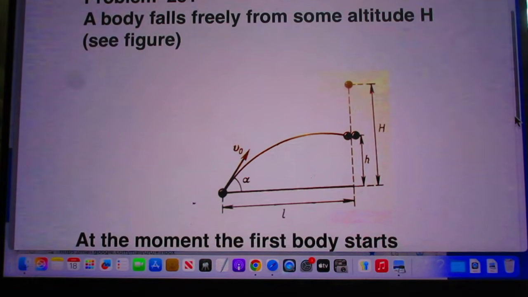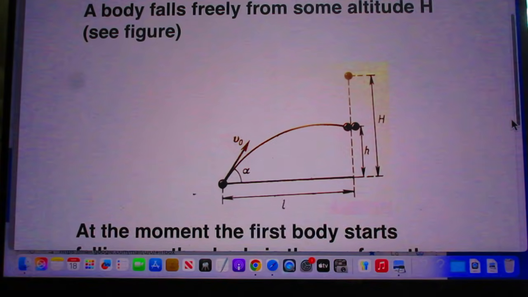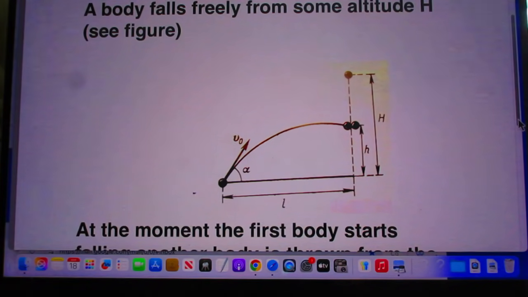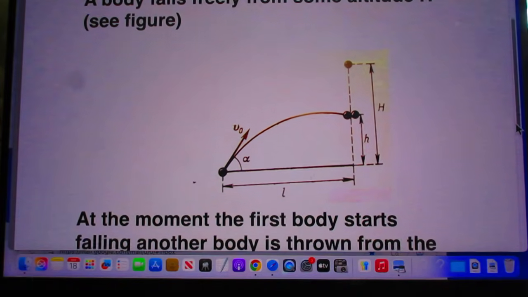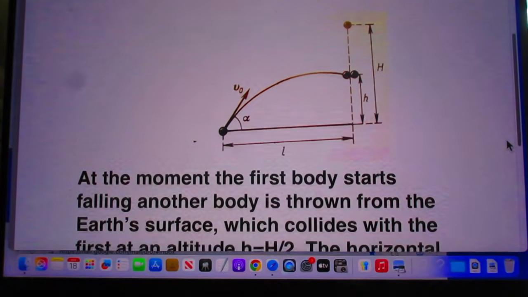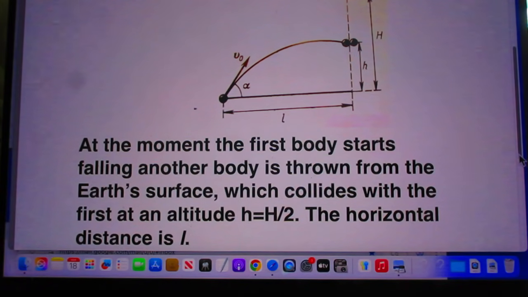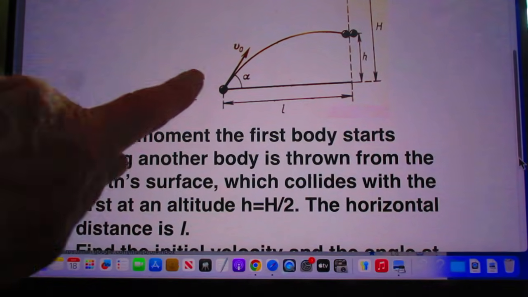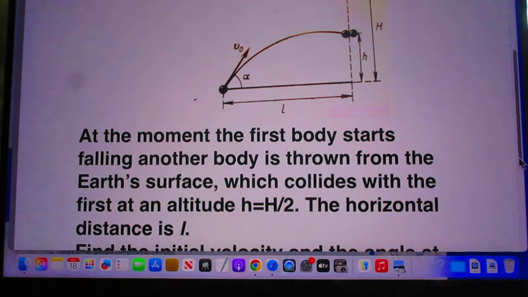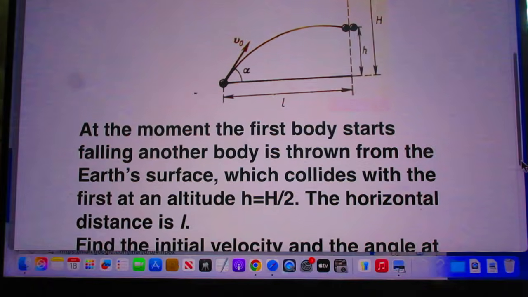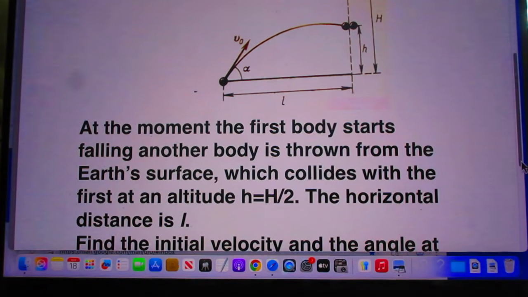A body falls freely from some altitude, capital H. See the figure. At the moment that the first body starts falling, another body is thrown from the Earth's surface, and you see that here, which collides with the first at an altitude lowercase h, which is capital H divided by 2.